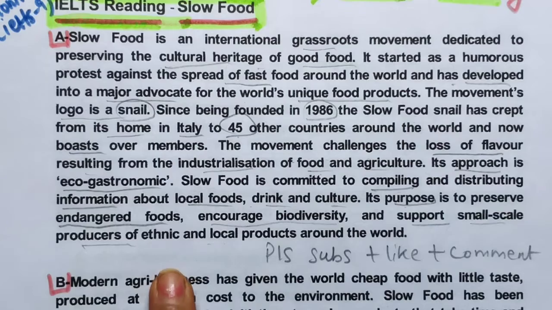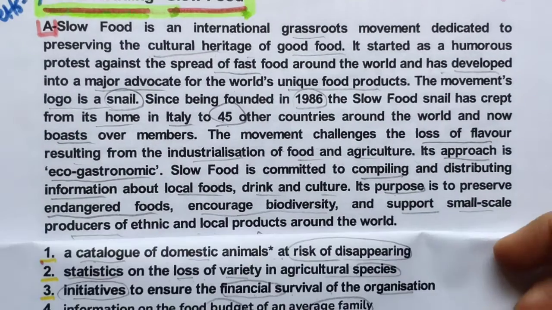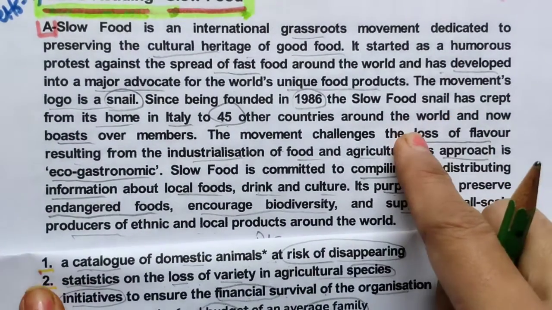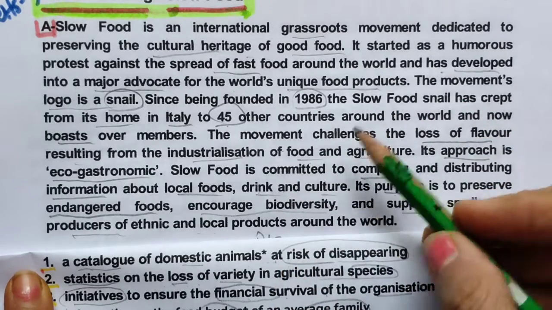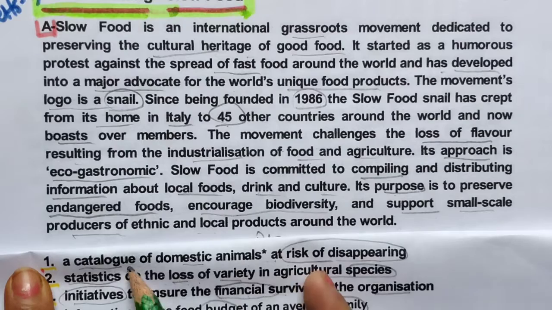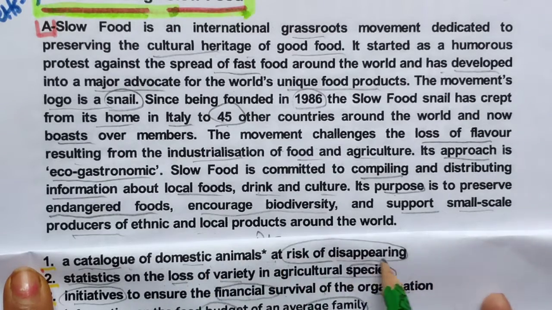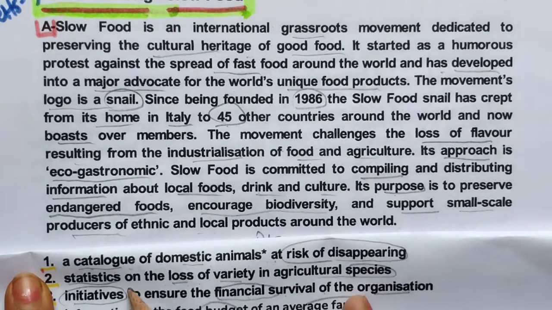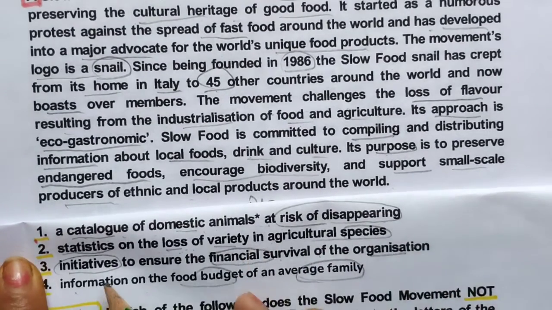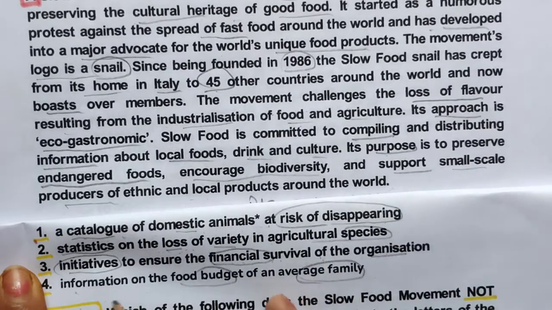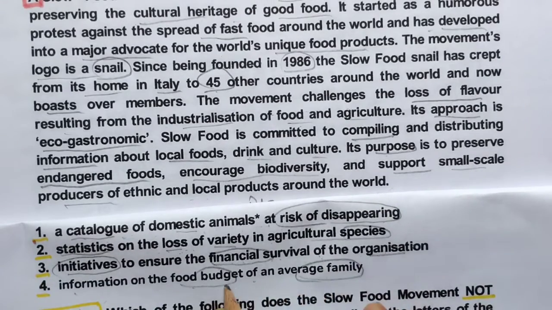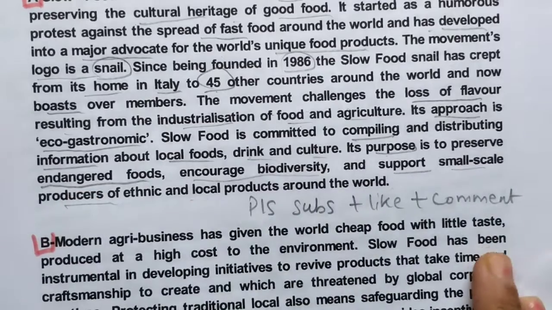Okay, let's check the information. Now check whether this paragraph is matching with anything, because I have gone through the full paragraph and nothing is matching. A catalog of domestic animals at risk of disappearing: no, they were not talking about that. Statistics on the loss of variety: no statistic is given here. Initiative to ensure financial survival of the organization: nothing. Food budget of an average family: nothing is given. So let's move to B paragraph.